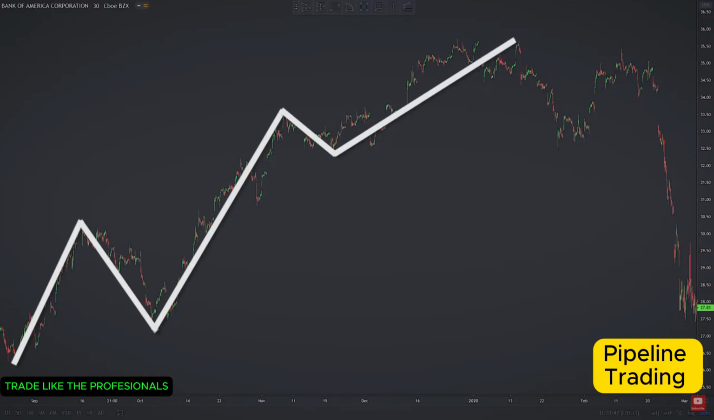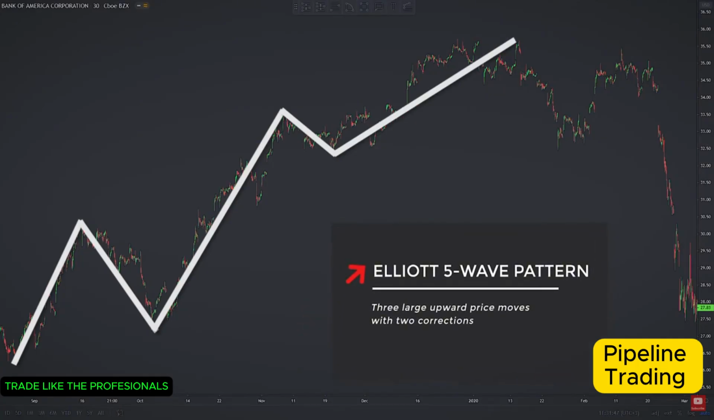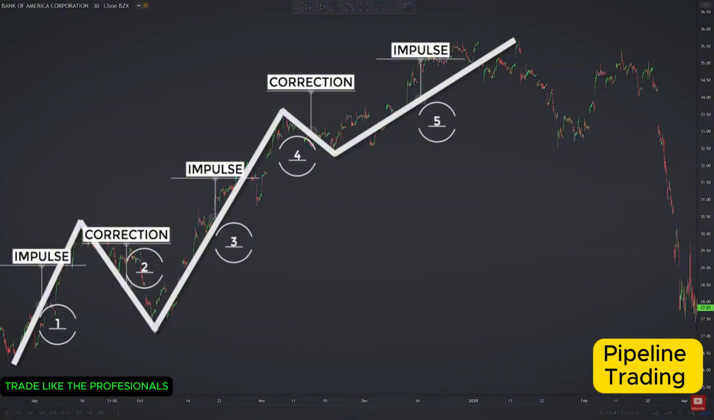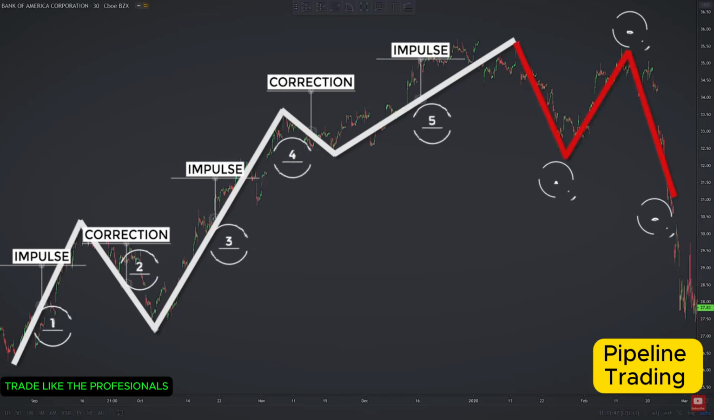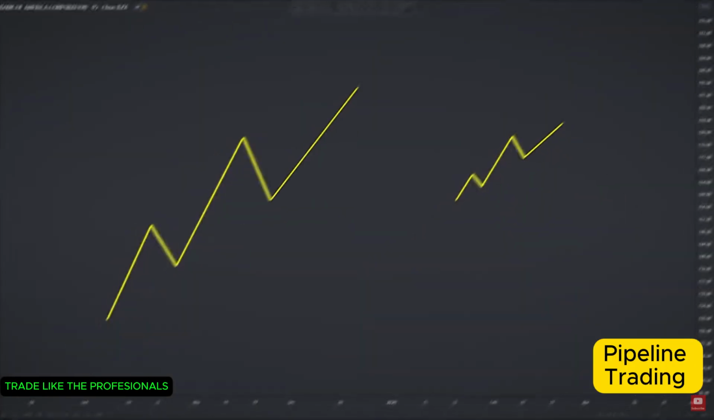Second concept: trend and pullback price structures. Elliott found that when an uptrend is underway, it typically has 3 large upward price moves with 2 corrections. This creates a 5-wave pattern: impulse, correction, and another impulse. These 5 waves are labeled wave 1 to wave 5, respectively. The uptrend is then followed by 3 waves down: 1 impulse down, a correction to the upside, and then another impulse down. These waves are labeled A, B, and C.